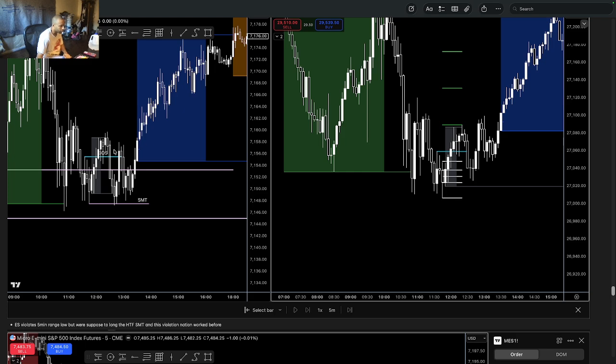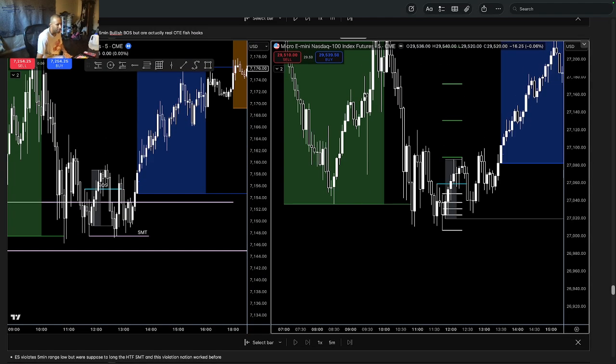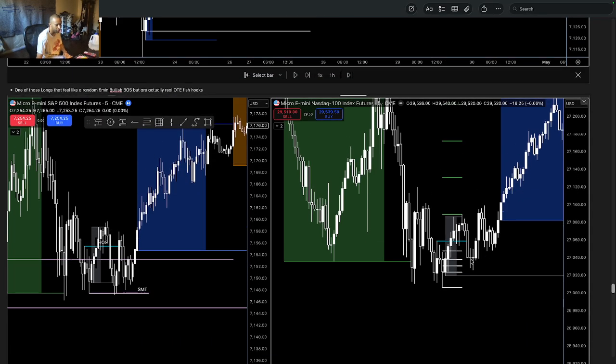This 5 minute breaker structure, ES violates the 5 minute range low, but we were supposed to long higher time frame SMT, and this violation worked before. So we made this run down here. It's kind of consolidated, I'm not even going to lie, but then we got the 5 minute breaker structure. We got the SMT down there, so let's take the long, even though this is a violation right here.